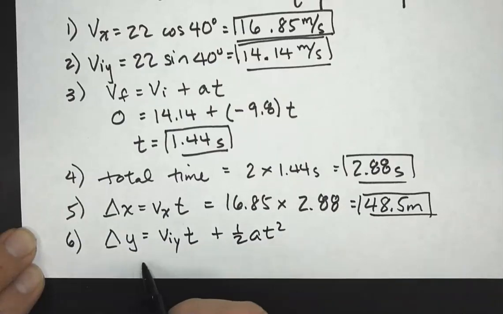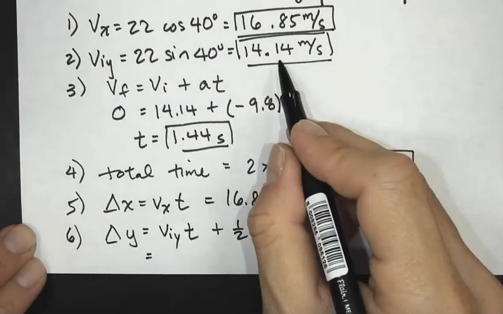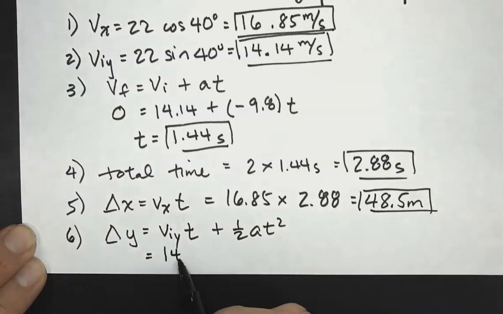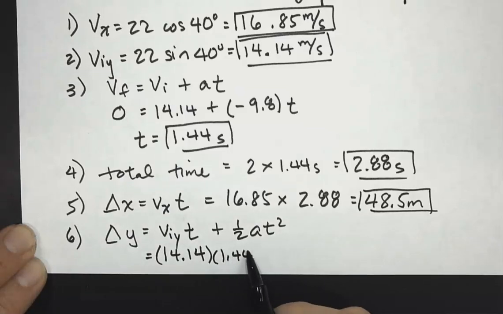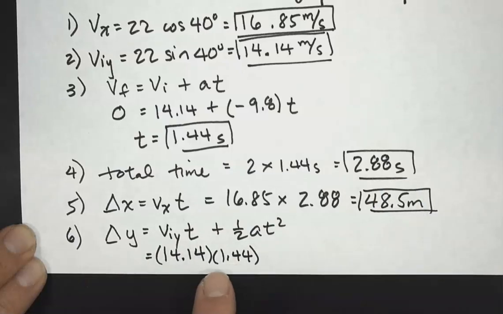All right, so I'm going to plug in my numbers here. So I know my initial velocity in the y direction right here is 14.14 times t, which is 1.44. Why am I using 1.44 and not 2.88? Because this is the whole trip. This is the trip all the way to the highest point. That's why I'm using 1.44.